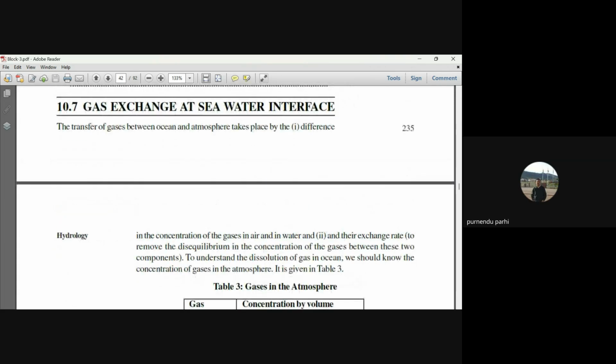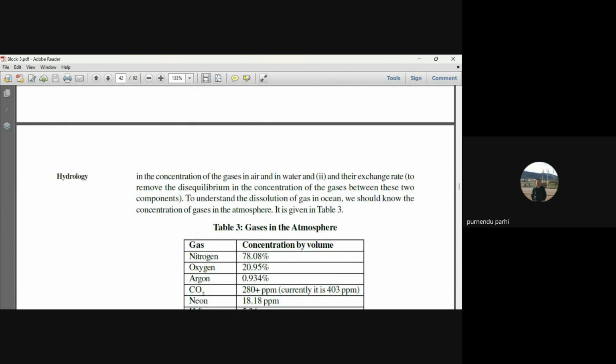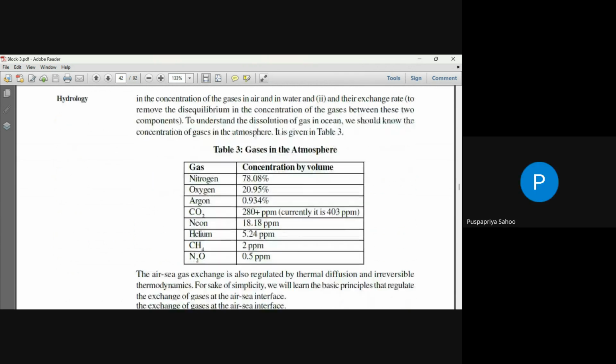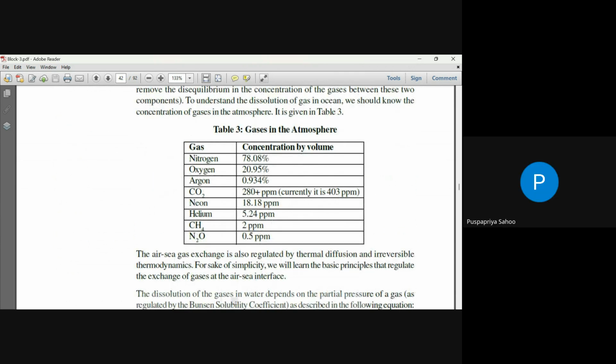Gas exchange at the air-seawater interface. The transfer of gases between the ocean and the atmosphere takes place by the difference in the concentration of the gases in water and the air, and the exchange rate, to remove the disequilibrium in the concentration of the gases between these two components. To understand the dissolution of the gas in the ocean, we should know the concentration of gas in the atmosphere. We have nitrogen, oxygen, argon, CO2, neon.